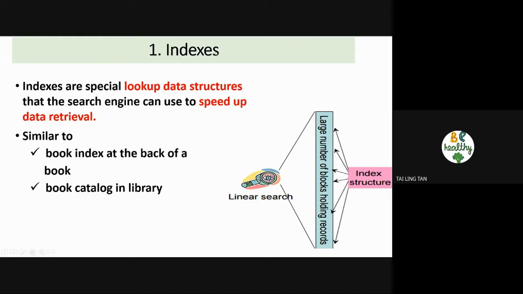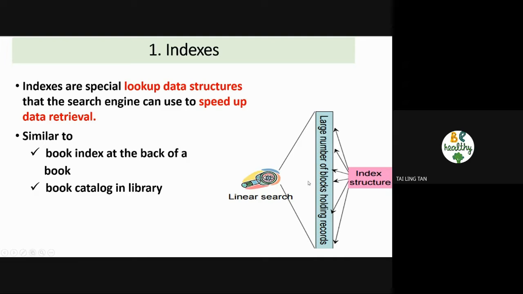Okay, so the part here is when you want to search something from a large number of blocks holding records. This one is a lot of records. We take the books in the library as an example. If you want to look for it one by one, I think you would stand there the whole week and still not be able to finish searching. So the solution is you go to the library computer and just type something, then the computer will help you look for the keyword.